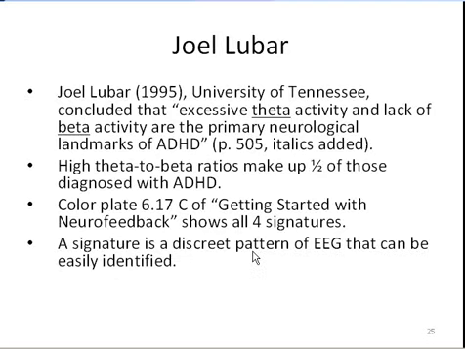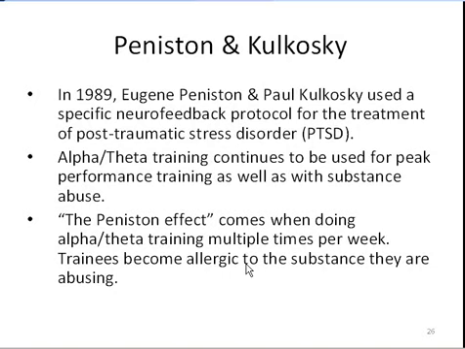Finally, we have Joel Lubar, who discovered that excessive theta activity and a lack of beta was one of the primary neurological landmarks of attention deficit disorder. High theta to beta ratios make up almost half of those with attention deficit hyperactivity disorder. If we look at color plate 617C in the book Getting Started with Neurofeedback, we will see all 4 signatures in the EEG that relate to ADHD. A signature is a discrete pattern of the EEG that can easily be identified.